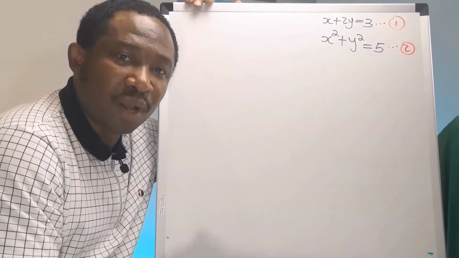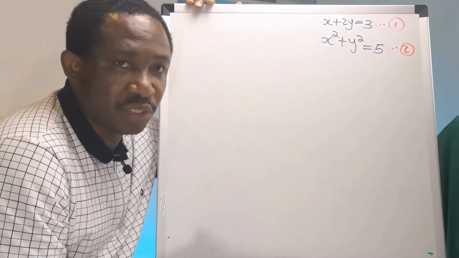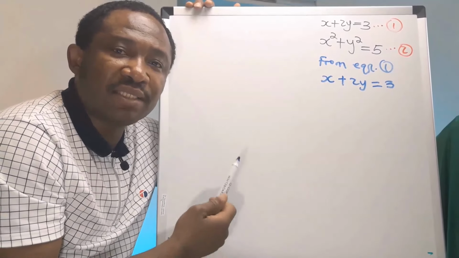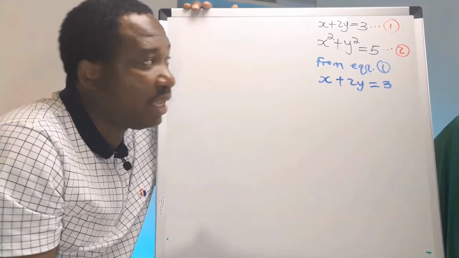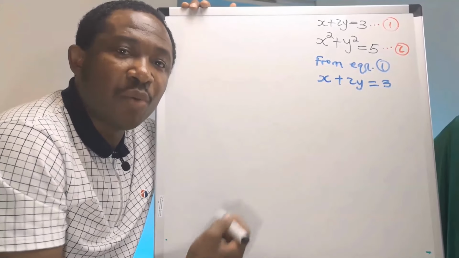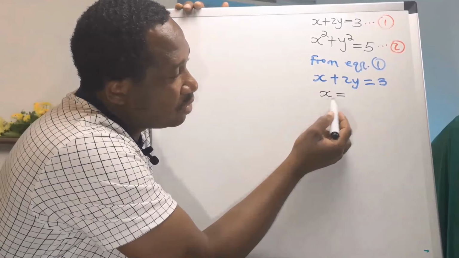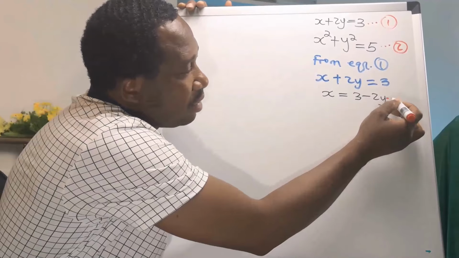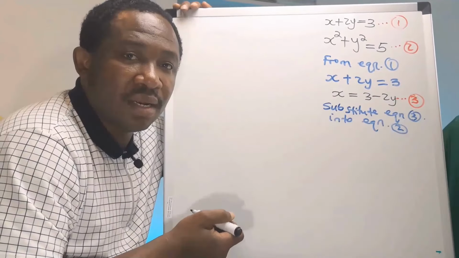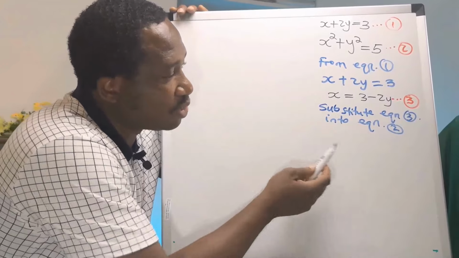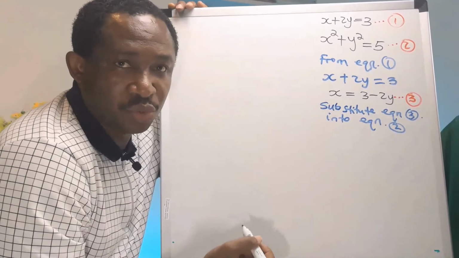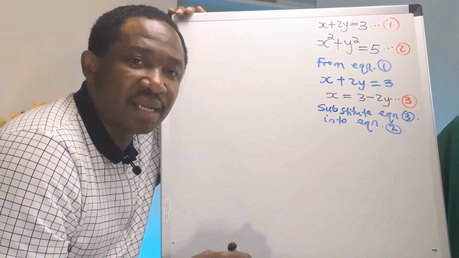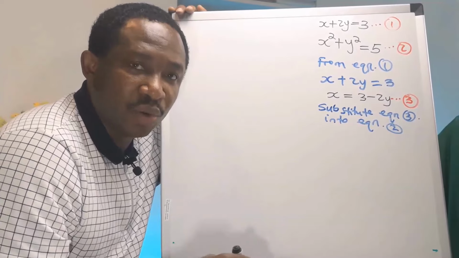Step number 1, consider the linear equation, which is from equation 1, where we have that x plus 2y is 3. Next, I will make x the subject. x will now be 3 minus 2y, and this becomes equation 3. Next, we substitute equation 3 into equation 2. Remember, do not substitute an equation back to itself or where you got it from.